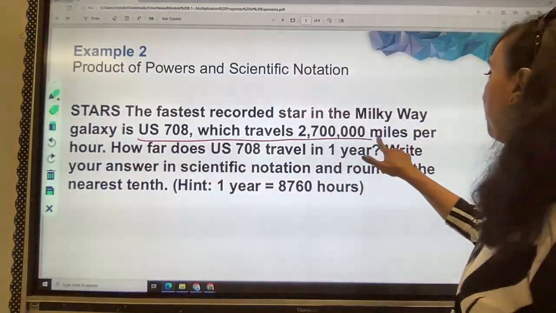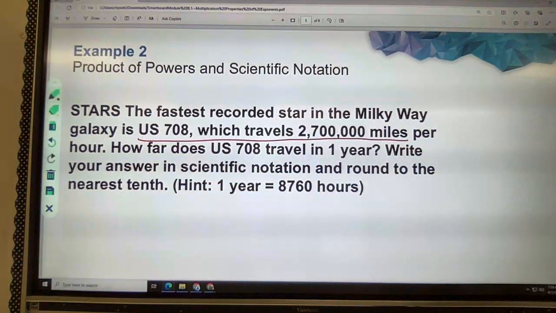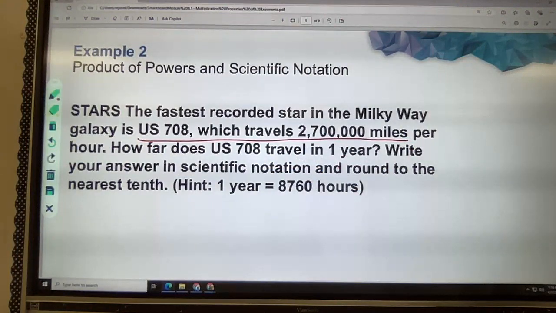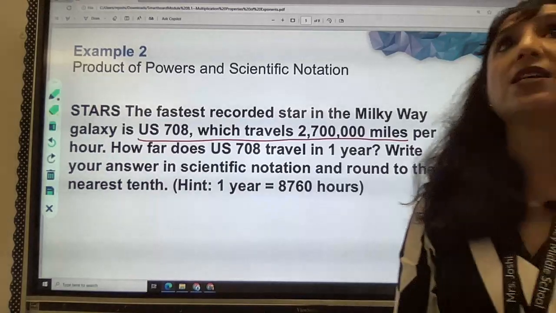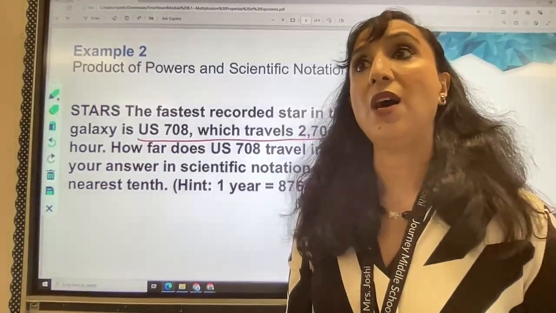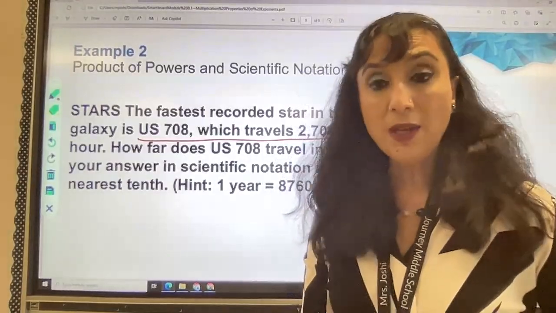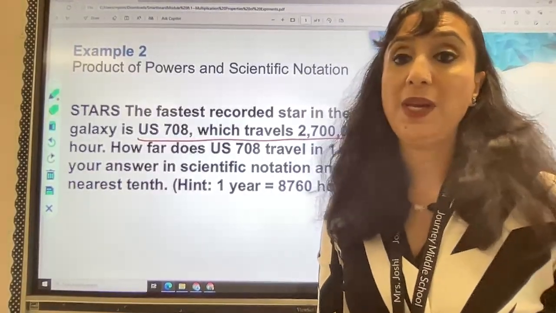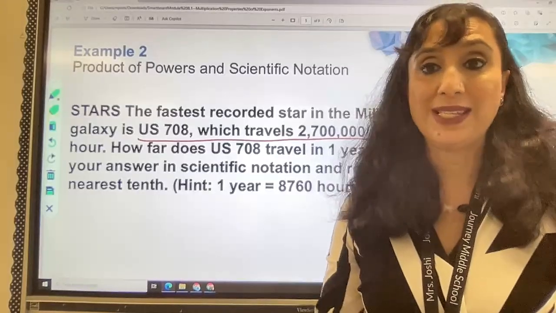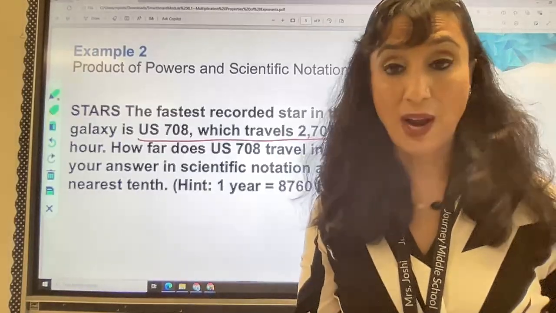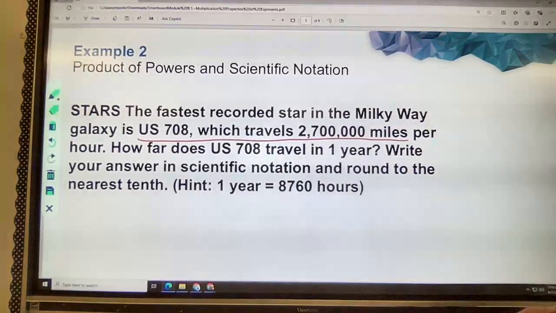So the first thing we are looking at is the speed of US 708. I am going to change that to scientific notation. Remember, in scientific notation, when I'm putting my decimal, it's got to be greater than the ones place, less than the tens place, right? So this is what that means.